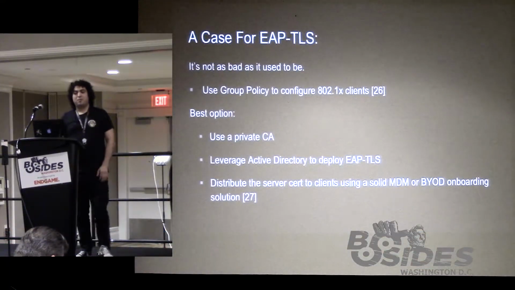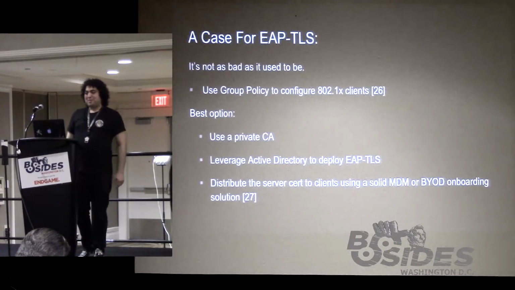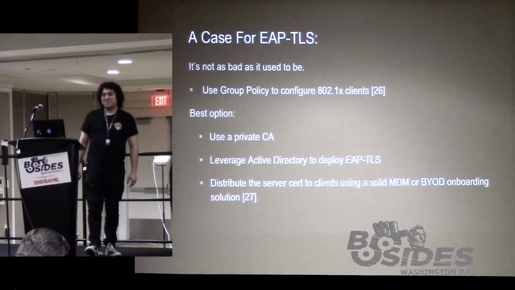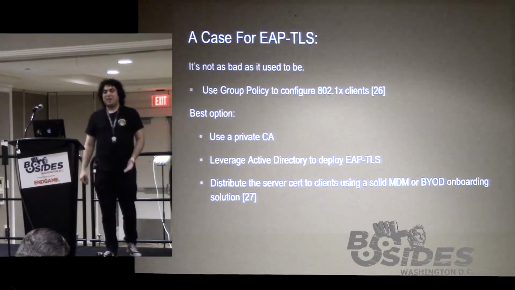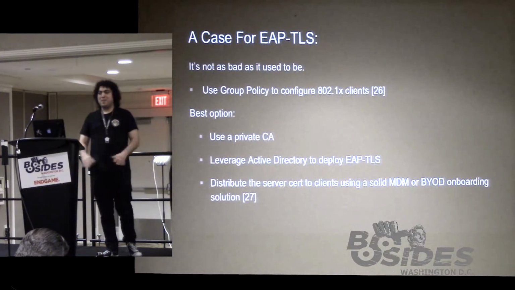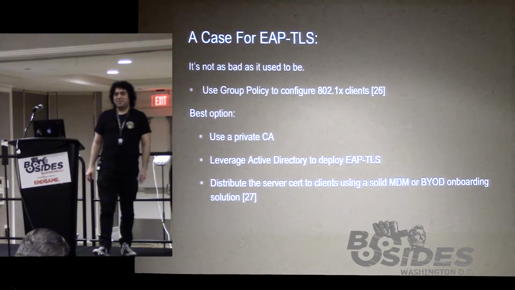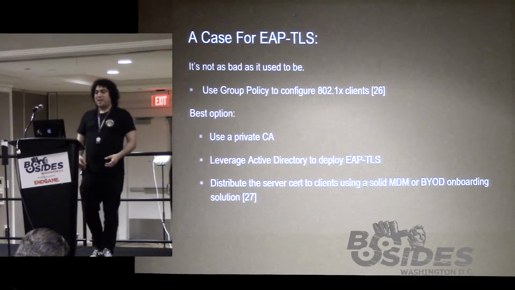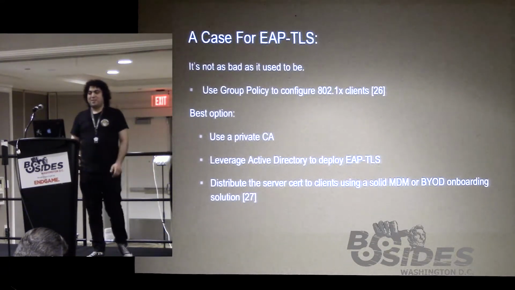Before we kind of wrap this up, I'm going to make one last-ditch plug for EAP-TLS, which is that it's actually not as bad as it used to be. I mean, you can use group policy to configure 802.1x on clients. That makes this a lot easier than it used to be. And your best option for rolling out EAP-TLS is just to use a private CA and to leverage Active Directory as much as possible to deploy EAP-TLS.